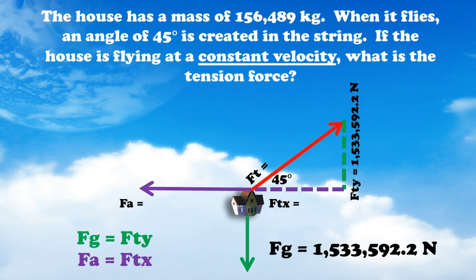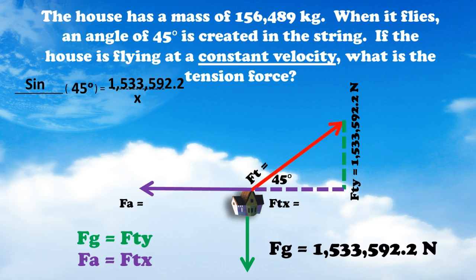So if we use SOHCAHTOA, we have opposite, and we're looking for hypotenuse. That's SOH. So we're going to set up our sine equation. The sine of the given angle equals opposite over hypotenuse. Right now the opposite is Fty, 1,533,592.2. We don't know the hypotenuse. That's the tension force that we're looking for. So we'll just put a variable in.